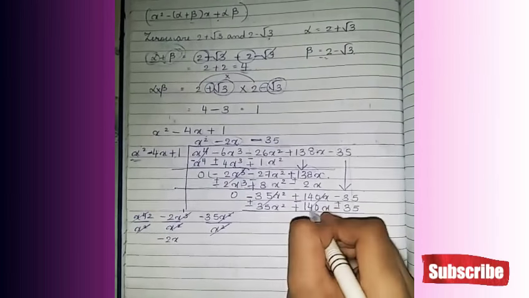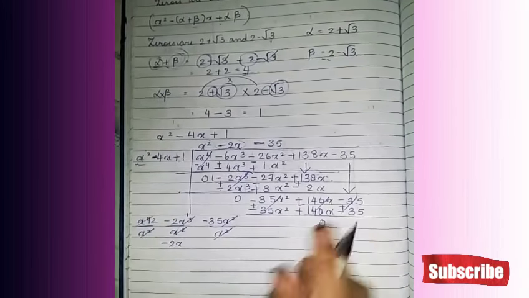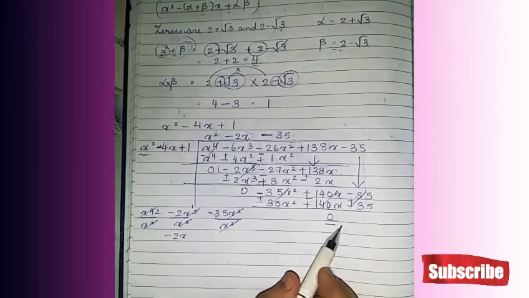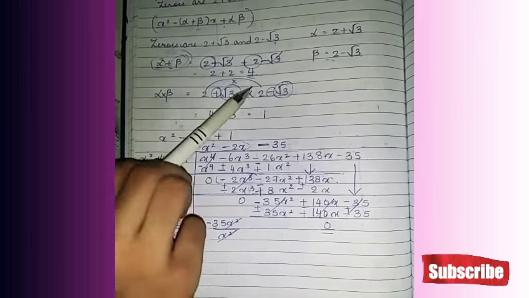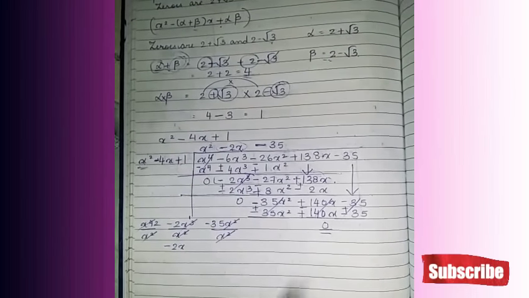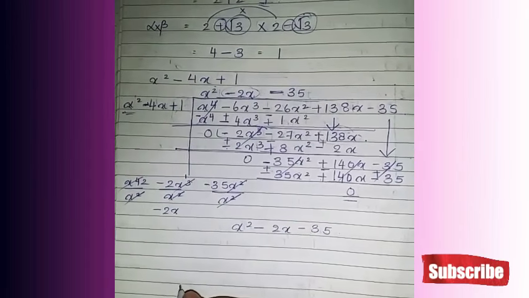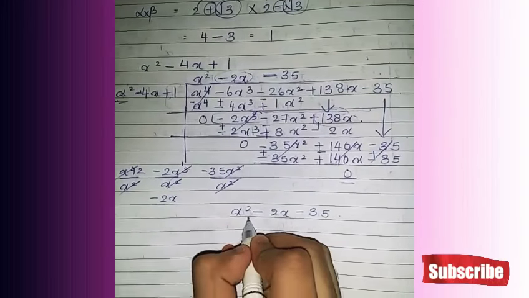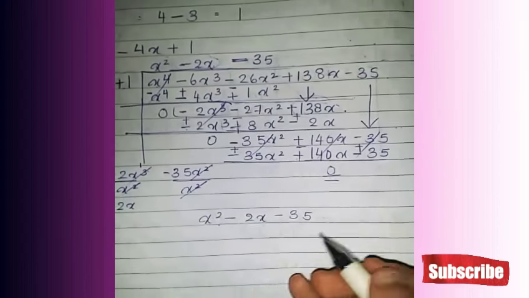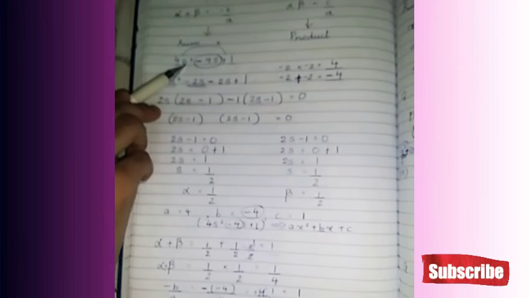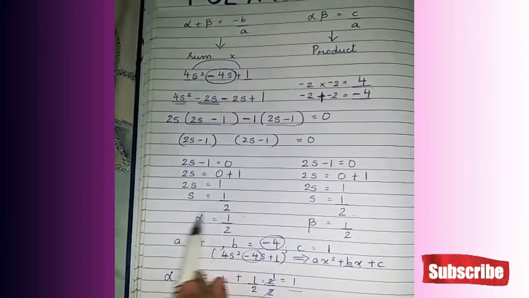So at the last we have to get 0. If you are not getting 0, that means either you got here wrong or you did here wrong. Now we got this x square minus 2x minus 35. Now again we have to factorize it to get the 0. As here I showed you, we have to factorize, so here we got 0. So here also we will factorize so that we get 0.